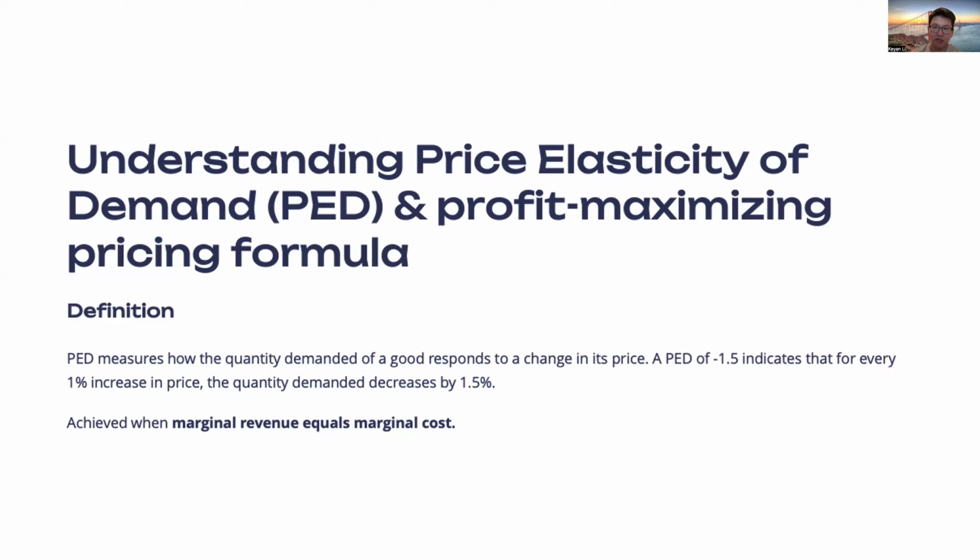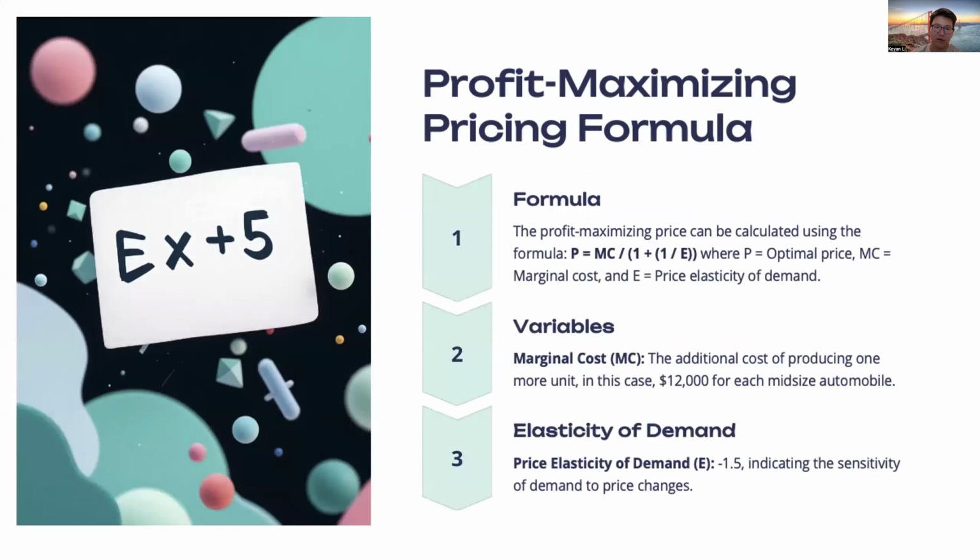So let's dive into more details about the formula. The profit maximizing price can be calculated using the formula: the optimal price equals marginal cost divided by 1 plus 1 divided by E, where the variable, the additional cost of producing one more unit, is $12,000 for each mid-size automobile.